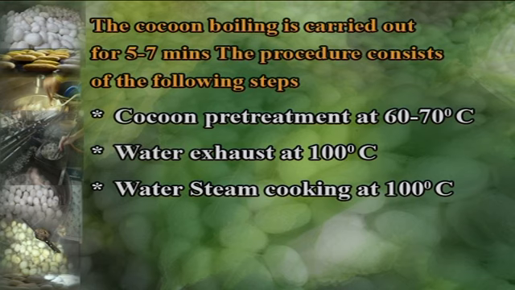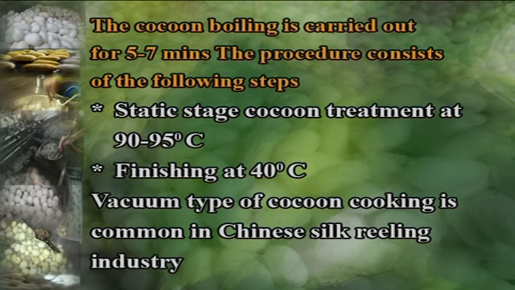The procedure consists of the following steps: cocoon pre-treatment at 60 to 70 degrees centigrade, water exhaust at 100 degrees centigrade, water steam cooking at 100 degrees centigrade, static storage cocoon treatment at 90 to 95 degrees centigrade, finishing at 40 degrees centigrade. Vacuum type of cocoon cooking is common in Chinese silk reeling industry.